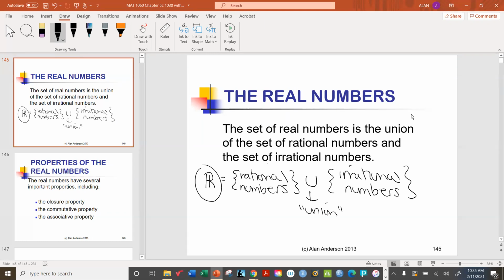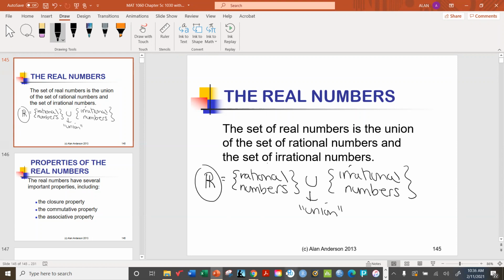Now, we also know that the rational numbers contain other subsets like the integers and the whole numbers and all the rest. But here, all I wanted you to see is that the real numbers are composed of 2 sets, rational and irrational numbers. All the numbers have to be one or the other, but none of them can be both.